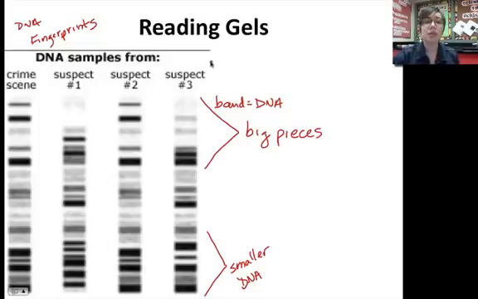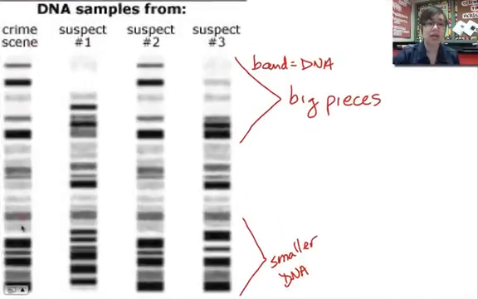So in this example, we're going to pretend that we have taken DNA from a crime scene. So this is the DNA that we've collected that we believe belongs to the person who committed the crime. Now we have 3 suspects. We have to figure out which one of these 3 suspects actually committed this particular crime. So what we're going to do is compare the banding patterns of each suspect to our crime scene. So let's look at suspect number 1.